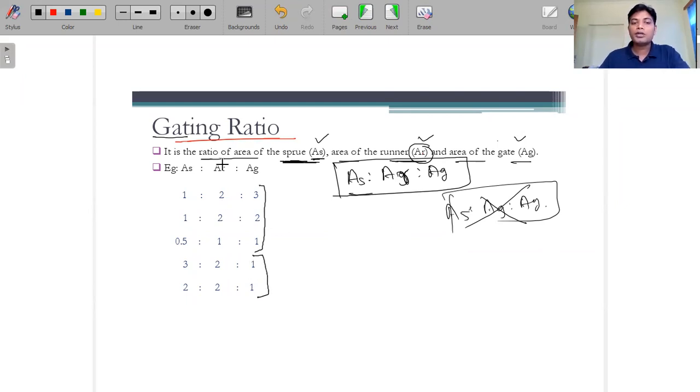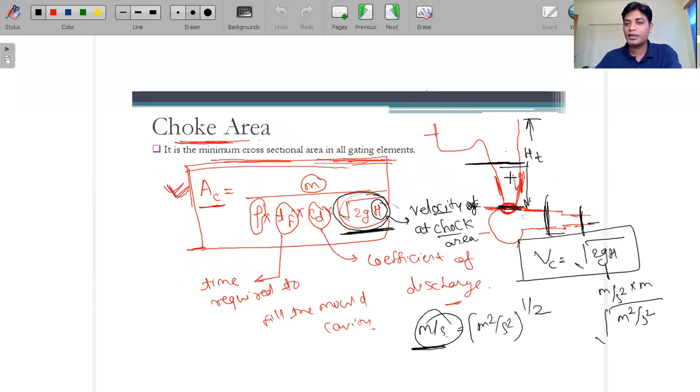Okay, so in this example, if you see here, the area of the sprue is 1, meaning the overall average area we are considering, because you cannot consider a single area here. The sprue starts from here and ends here, so there are a number of areas from here to here, because it is tapered in cross section or parabolic in shape. So at every length, at every section, the cross sectional area is different. So we are just taking the average cross sectional area only.